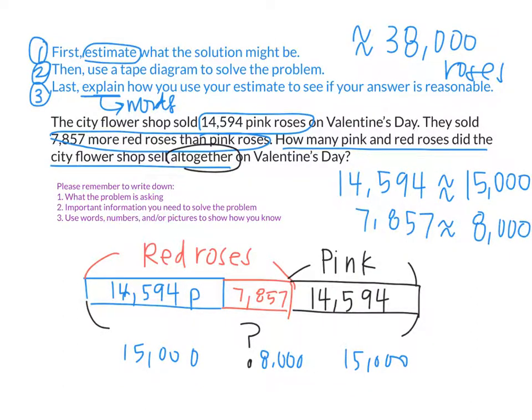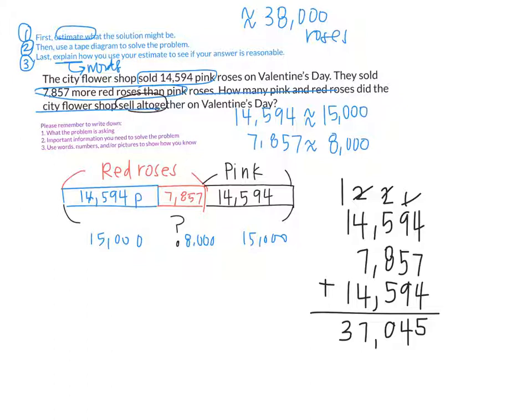Yes? Good. So after I carefully, without making silly mistakes, do my math, I get 37,045 roses. How does that compare to my estimate? Is it in the same zone as 38,000? It's pretty close, isn't it? So my estimate tells me that I'm in the right zone. So I think my answer of 37,045 is reasonable because it's close to my estimate.